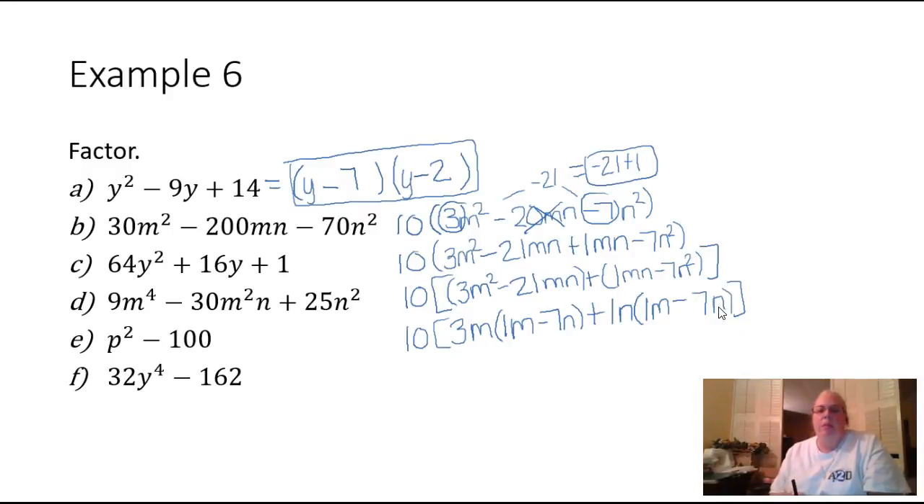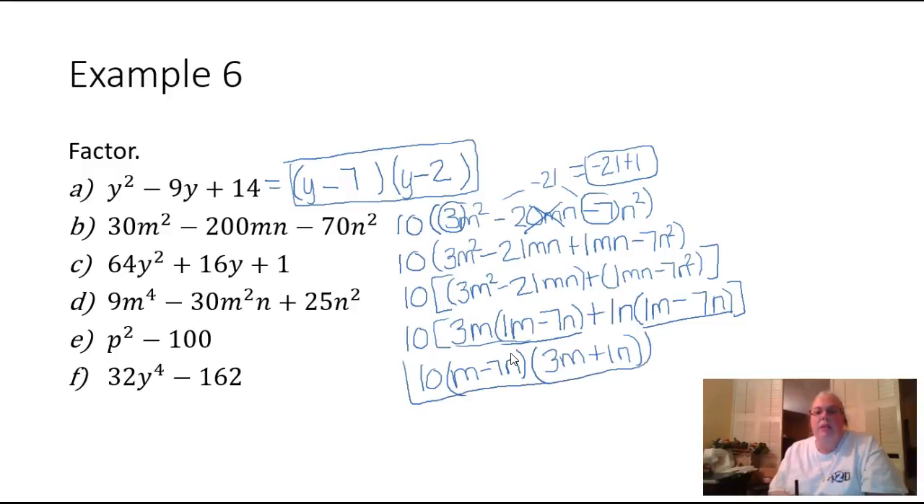Now remember, I'm going to factor by grouping one more time. My parentheses actually do match. They are exactly the same. So I'm going to pull out the greatest common factor, and that's going to be m minus 7n. And then when I do my little division trick here, there's going to be a 3m left over here. And when I do my little division trick back here, there's going to be a positive 1n left over. And then this 10 is just going to come down and be part of my answer. So there is B, which is now factored in all its glory.